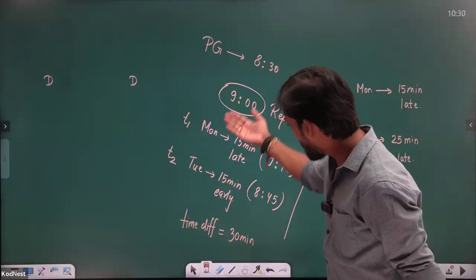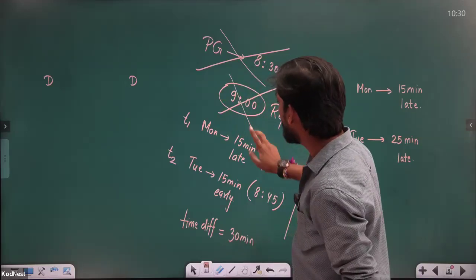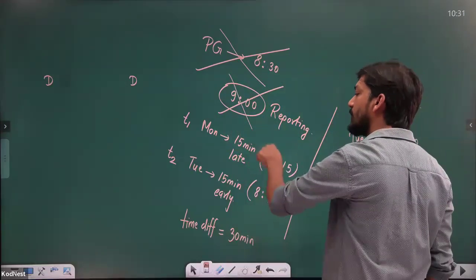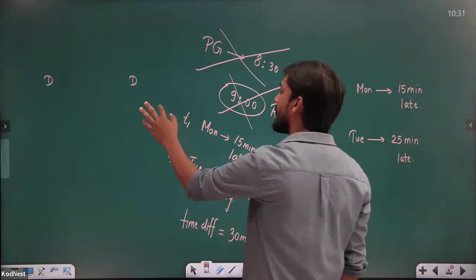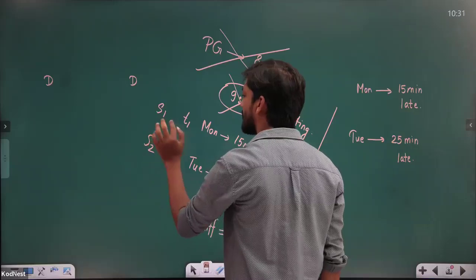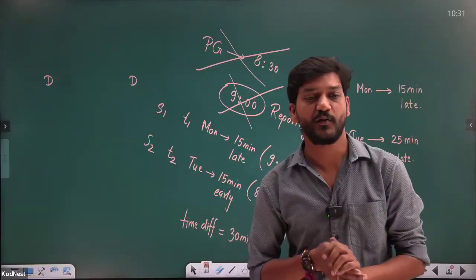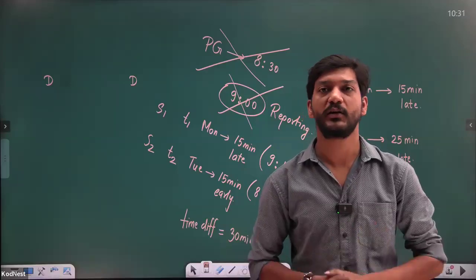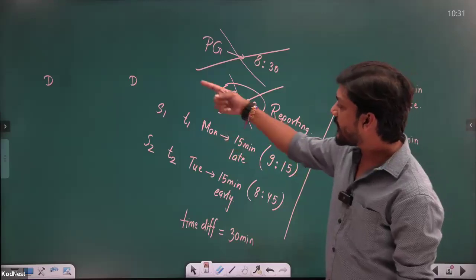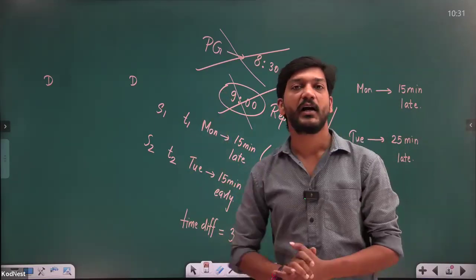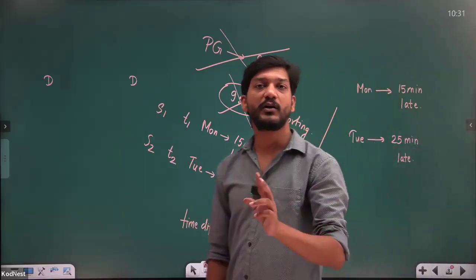From this given information, they will not give you that the PG is there and reporting time is there. They will just say one day you are 15 minutes late, one day you are 15 minutes early. So obviously your speed will be different, that is for sure. But will the distance be different every day? Will the distance change from PG to office? No, distance will not change. Speed will be different, time will be different. And that's why someday you will be late, someday you will be early, someday you will be on time.